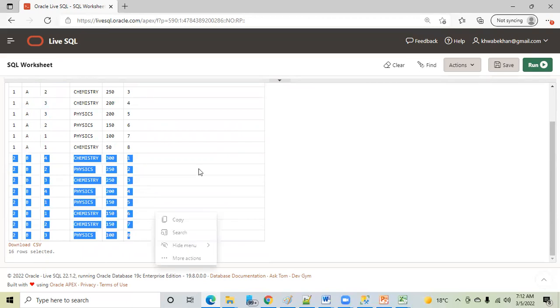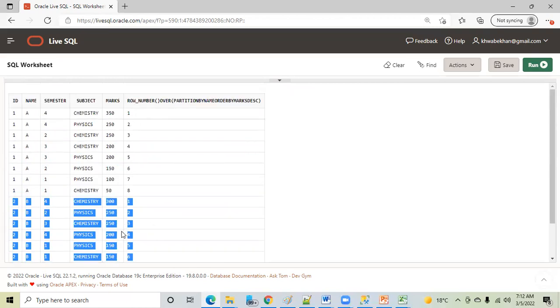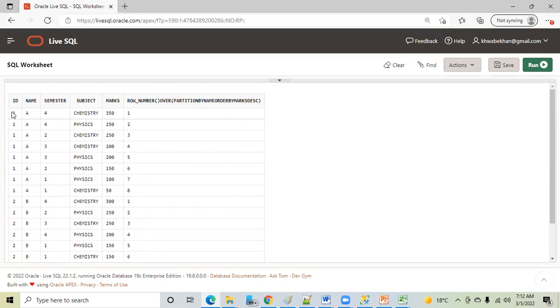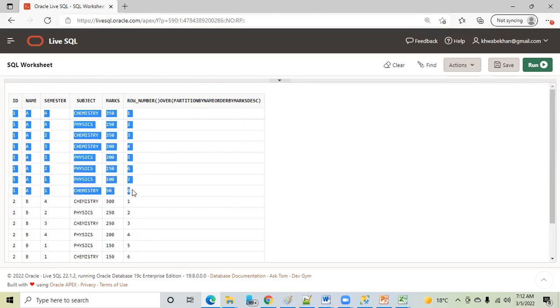In the previous example, you might have seen that it has given the serial number to all the marks, irrespective of the name of the student. But then I've written here partition by name. So now you can see that serial number is based on the partition. It has divided based on the name, right? Is this clear? Yeah, clear.